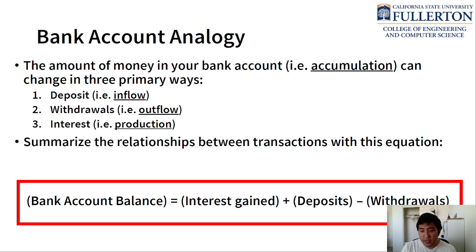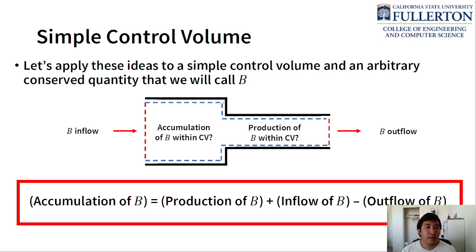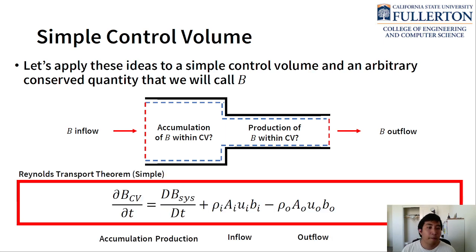So let's take the same idea and apply it to control volumes. For control volumes, we have the same idea, where instead of money, we might have some conserved quantity B. B might be mass, momentum, energy, we can apply it to anything, but the main thing is it has to be conserved. So what we say here is that the accumulation of B within the control volume, maybe the accumulation of mass, is equal to the production of B plus the inflow of B minus the outflow of B. Very basic ideas, we're just putting it in mathematical form.